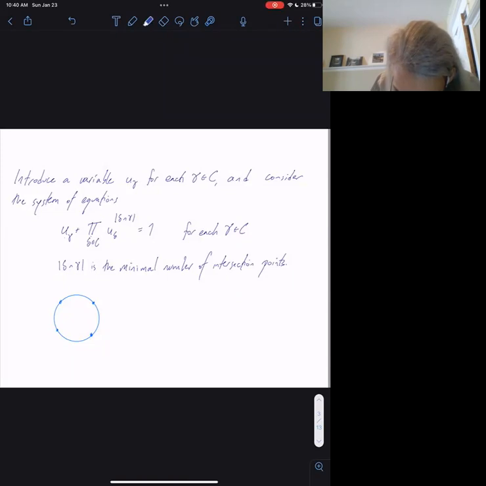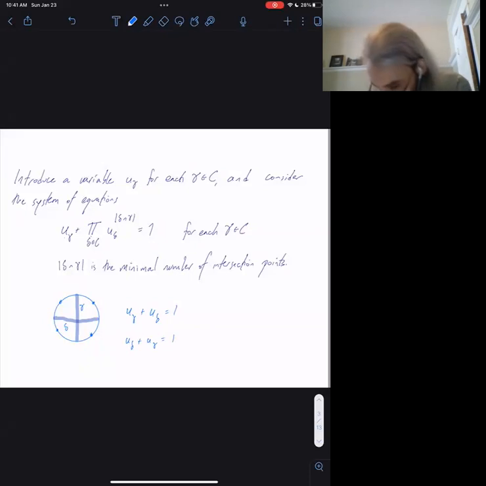Right, and so let me just look again at the example. As I said, for the disk with 4 marked points, there are just two curves in the set. And the equation is just u_gamma plus u_delta equals 1. That, if you like, is the equation corresponding to gamma. But if you were to write down the equation corresponding to delta, you'd see that it is just u_delta plus u_gamma equals 1. So we've written down the same equation twice. Anyway, we can solve that equation.